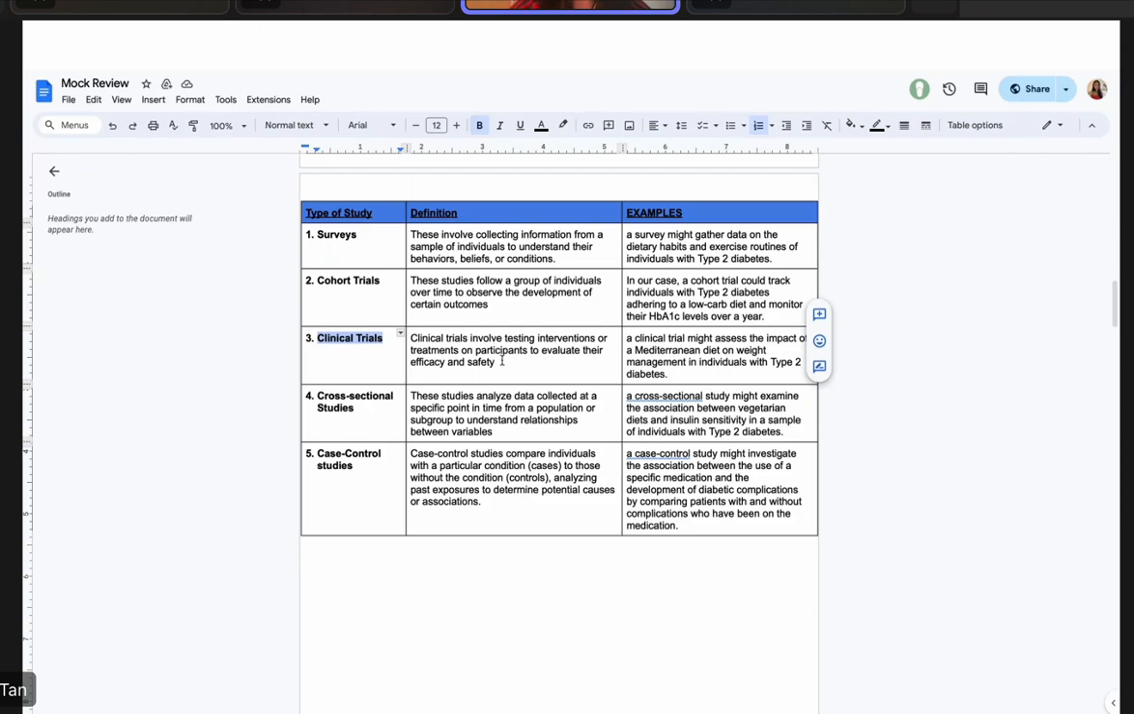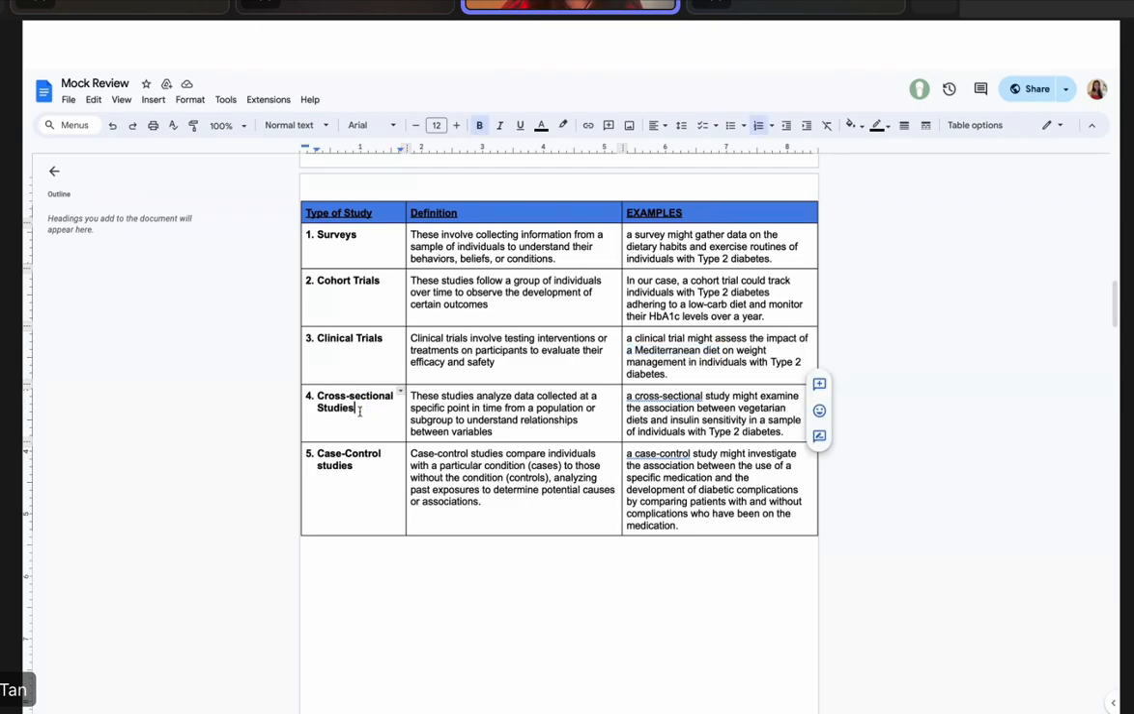And then clinical trials. Clinical trials involve testing interventions or treatments on participants to evaluate their efficacy and safety. So for example, a clinical trial might assess the impact of a Mediterranean diet on weight management in individuals with type 2 diabetes. So weight management, that would be your outcome, and that's to test the efficacy. And this would be your intervention, your Mediterranean diet.